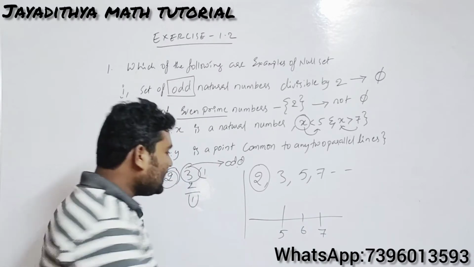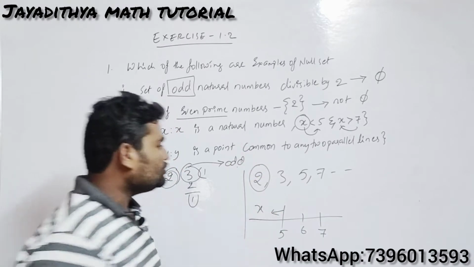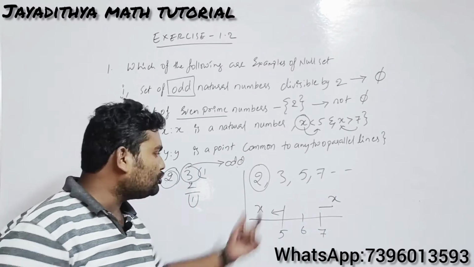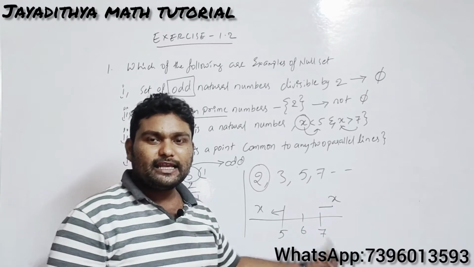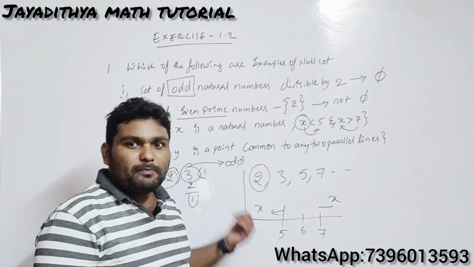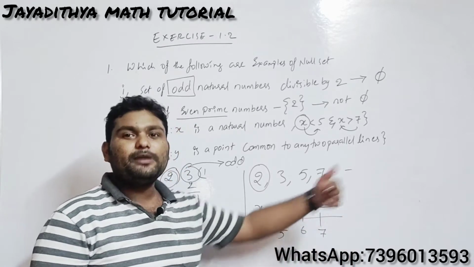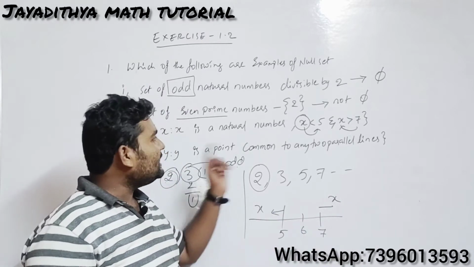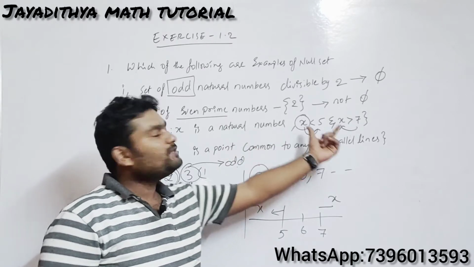What is he telling? That x should be less than 5. That means x must be here, and x should be greater than 7. That means x should be here. Is it possible for any number to be, at the same time, less than 5 and greater than 7? For example, take the number 3. 3 is less than 5, but it is not greater than 7. If you take 9, 9 is greater than 7 but not less than 5. So there will be no value for x such that it satisfies both the conditions here.